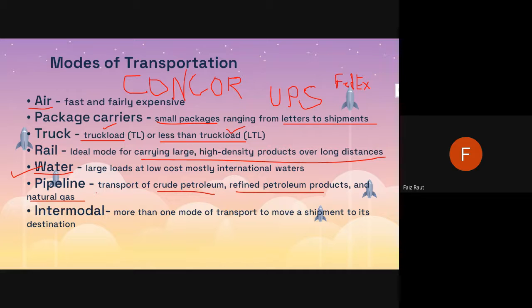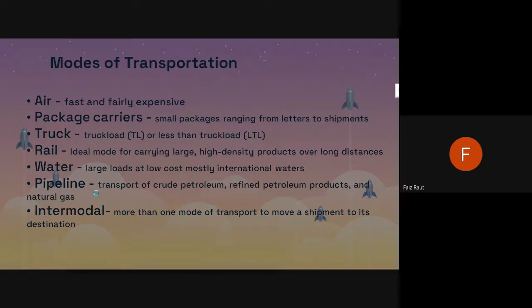And then last is intermodal. Intermodal is multiple modes of transport. If something is coming from Malaysia to Delhi, then from Malaysia it will come to Chennai through water. From Chennai, it will be boarded onto a train, and then the train will go to Delhi. Then from Delhi railway station, it will be unloaded, loaded into a truck, and from the truck it will go to the customer. There are many modes of transport, so intermodal.